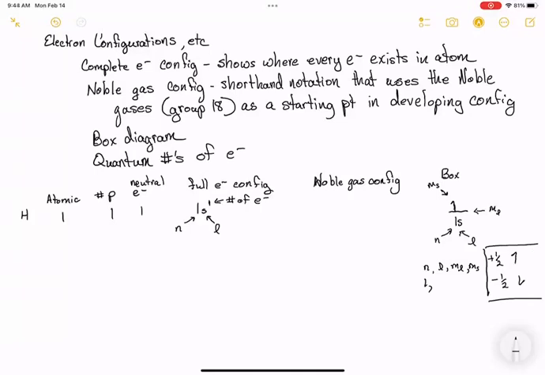It has an N of 1. The L has to be 0 because it's an S. The M sub S is a plus 1/2. Now, what you've got to remember on M sub L is it's anything from a negative L to a plus L. For our case, it would be negative 0 to a plus 0, so it's just 0. So hydrogen's 1 electron has the quantum numbers 1, 0, 0, 1/2.